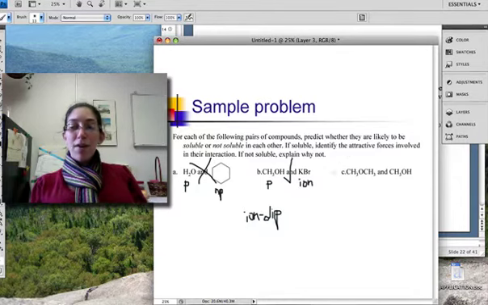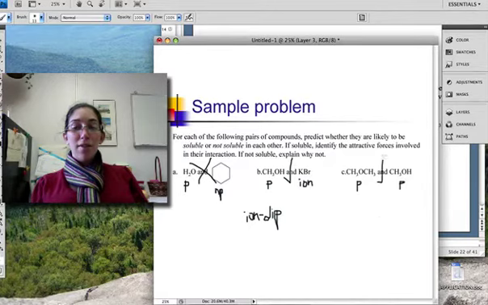And lastly, are these two polar or nonpolar? CH3OCH3, polar or nonpolar? It has an electronegative oxygen, so it's polar. CH3OH, we already said in problem B that it's polar. Okay, so we have two polar molecules. So are they soluble? Yes. They're both alike because they're both polar.